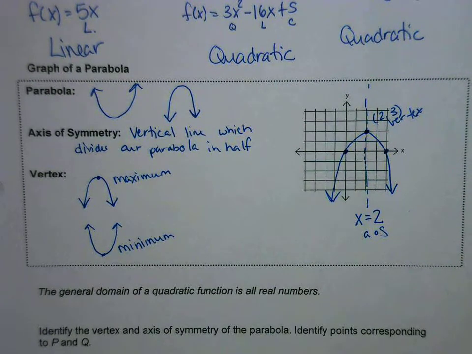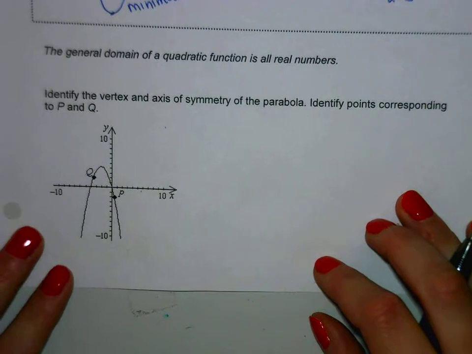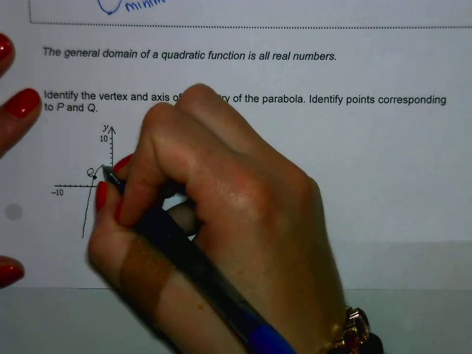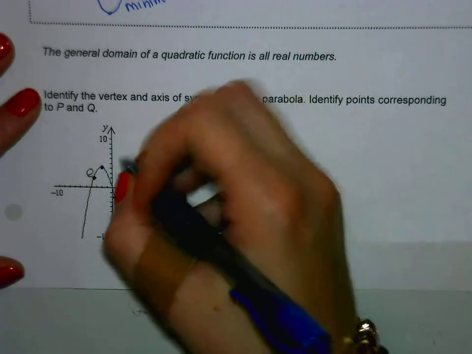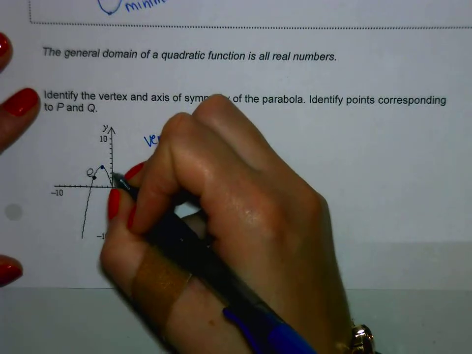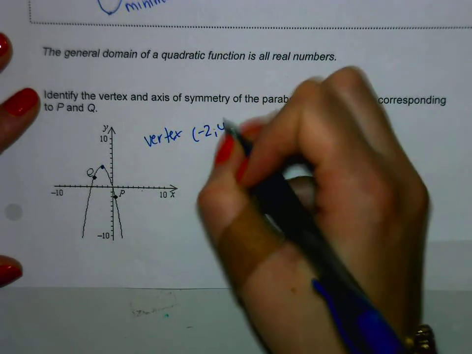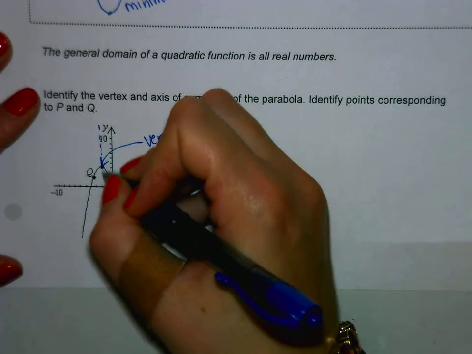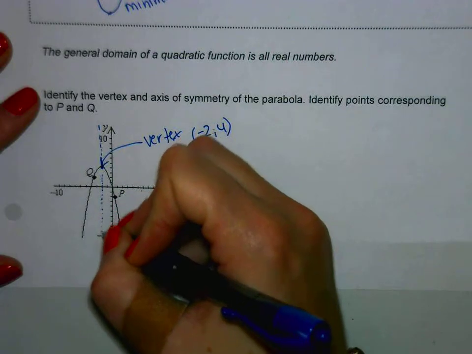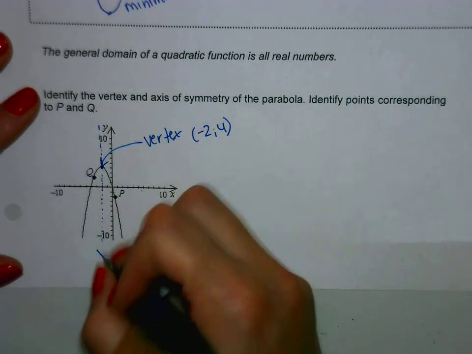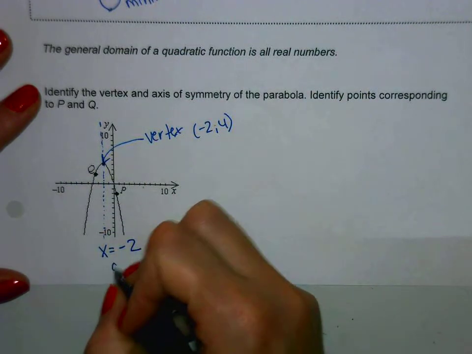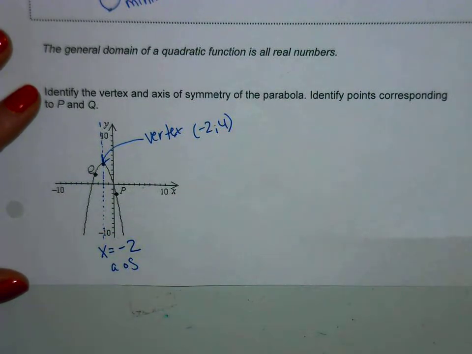So let's identify the vertex and the axis of symmetry of our parabola. So the vertex is up here. So we have a vertex at negative 2, positive 4. So here's our vertex. Our axis of symmetry crosses the x-axis, and it's crossing at negative 2. That's our axis of symmetry, which is making these two sides symmetrical to one another.